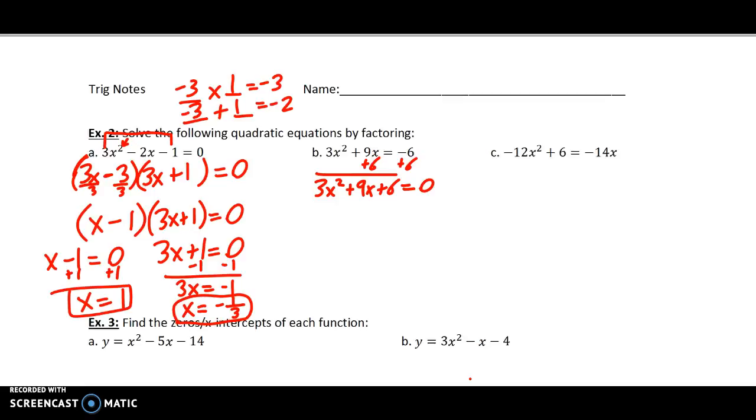The first thing you should always look for, I didn't look at the last one, I should have, is there a greatest common factor? Is there any number that I can pull out of all of the terms? And it turns out in this case there is. There's a 3. So it becomes 3 times (x squared plus 3x plus 2) equals 0.